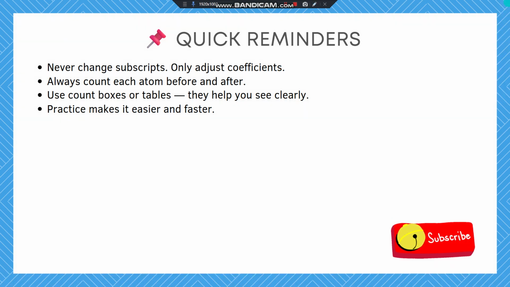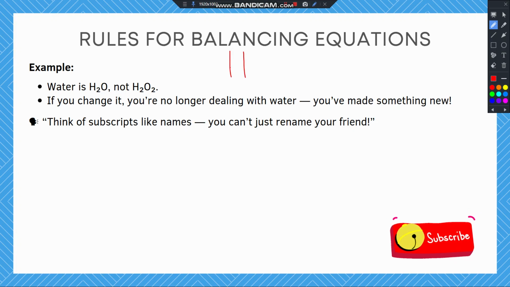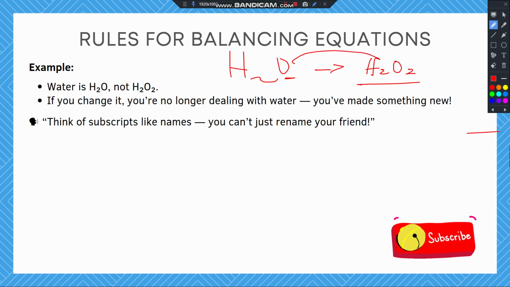So now that we have seen all these rules, here is something by the way. If you decide to change the subscript of a compound instead of the coefficient, for example, water is H₂O. If you decide to change the subscript in this case for oxygen, you change it to H₂O2. What you have just done is that you've changed this from water to hydrogen peroxide. If you change it, you're no longer dealing with water. You have made something new. So that's why it's a no-no to change a subscript.